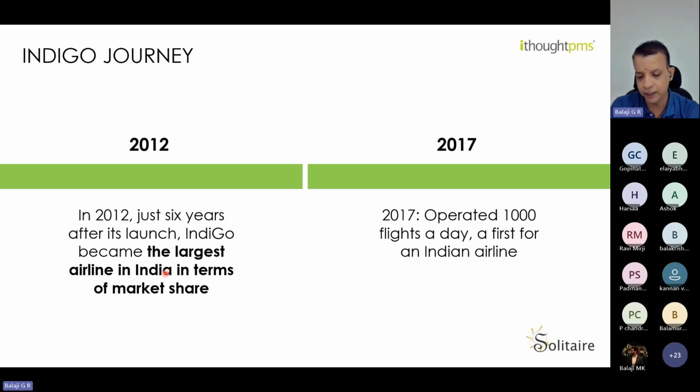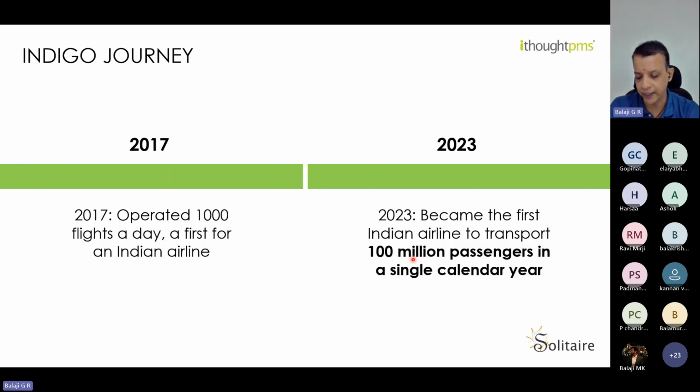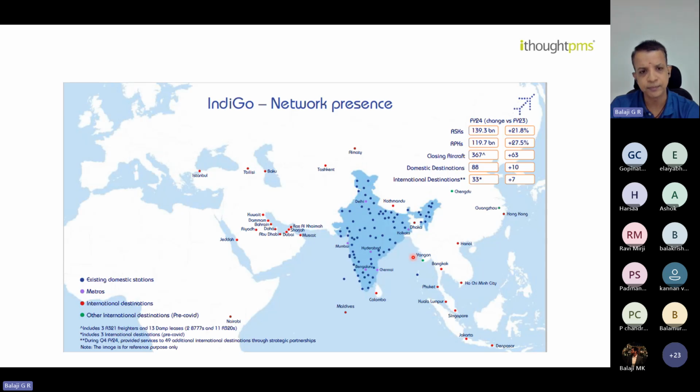Obviously, they have been a little fortunate in terms of the market structure. Jet and Kingfisher had their own problems, so I think they were losing market share, and Indigo, with the capital and the capacity, gained the market share. By 2017 they operated 1,000 flights a day. And by 2023 they've carried close to 10 crore plus passengers. So that's a significant operational scale-up in 18 years. That's what Indigo has achieved.